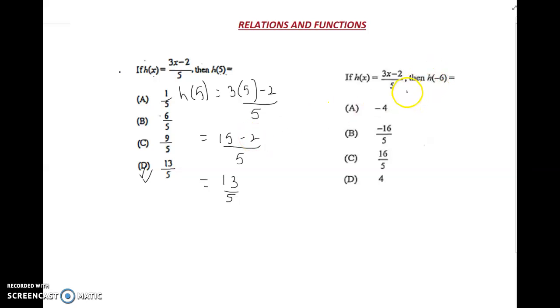And then same thing here, we just want to find h of minus 6. So wherever you see x, we're going to replace it with minus 6. 3 by minus 6 is minus 18 and minus 2, right, over 5. That's minus 20 divided by 5. A minus divided by a positive is a minus, and 20 divided by 5 is 4. So it's minus 4, right?